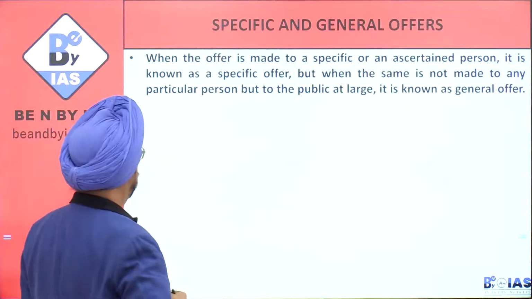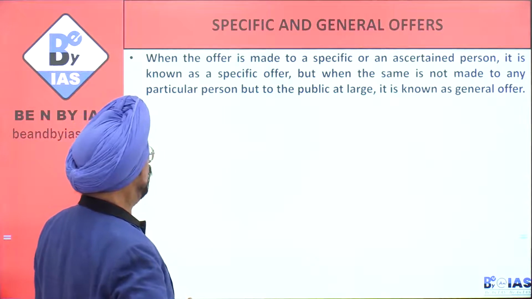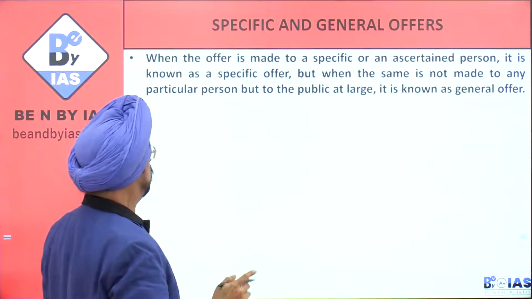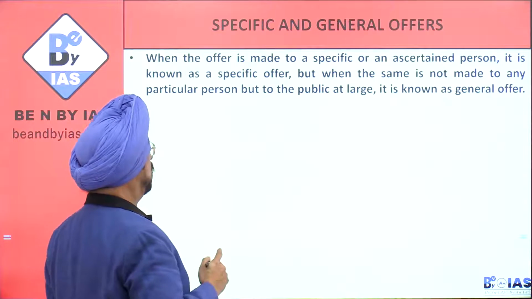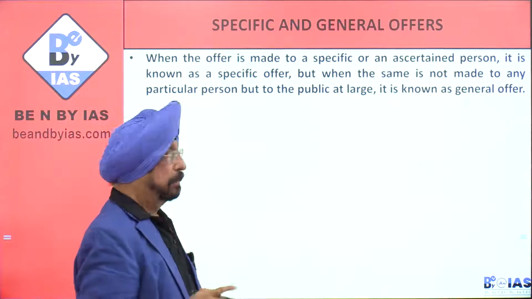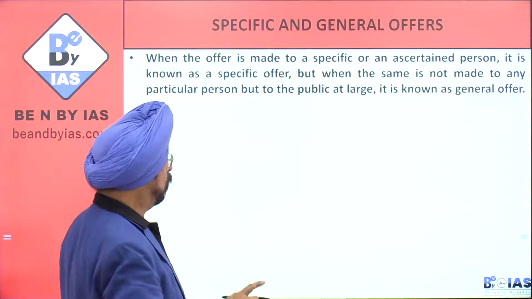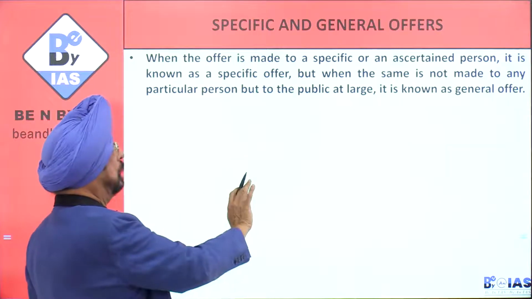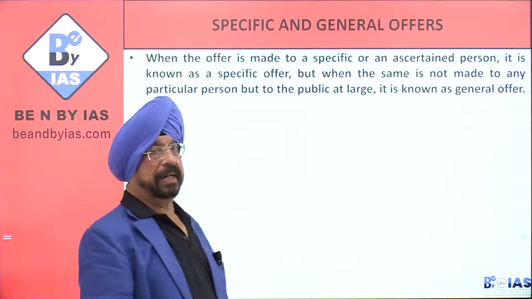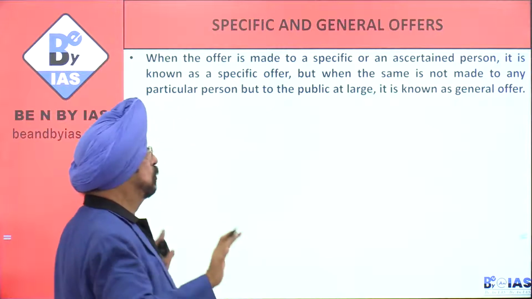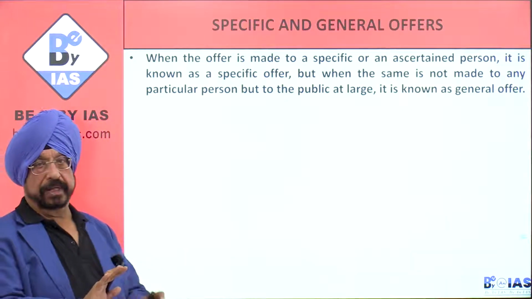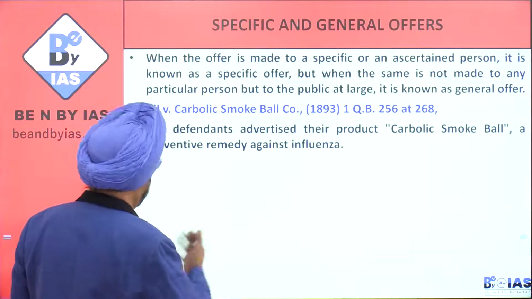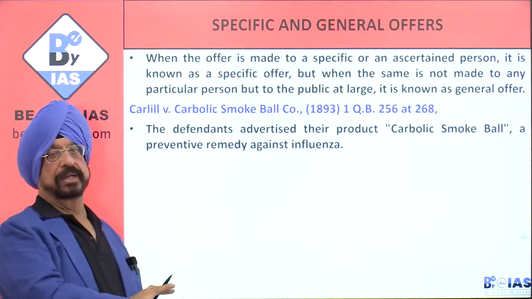Right? So when the offer is made to a specific or a certain person, it is known as a specific offer. But when the same is not made to any particular person, but to the public at large, it is known as a general offer. Very, very simple. Chaliye. Again we come back to the same case.